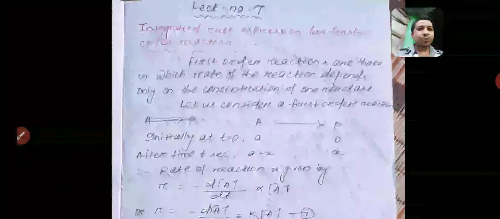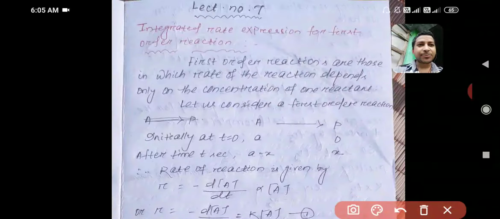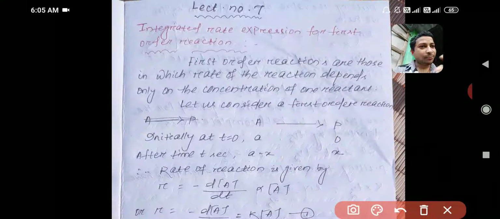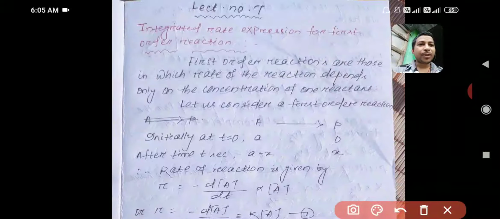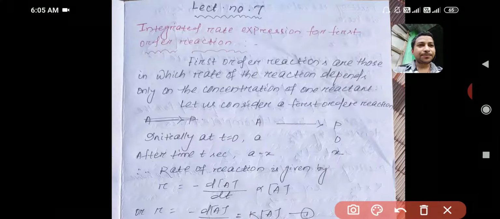So now, see here, first of all, before going to discuss the integrated expression for first order reaction, we should know what first order reactions are. I have already discussed with you what the order of reactions is, what their types are, and what the examples are. And in this case, I am going to discuss the definition of first order reaction and how to derive its integrated expression.